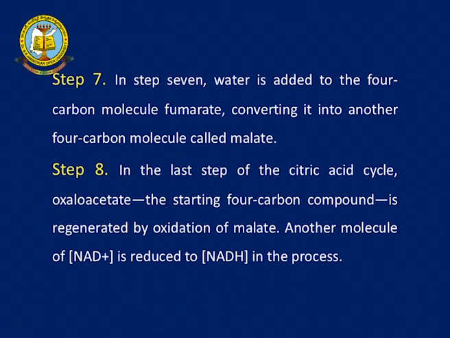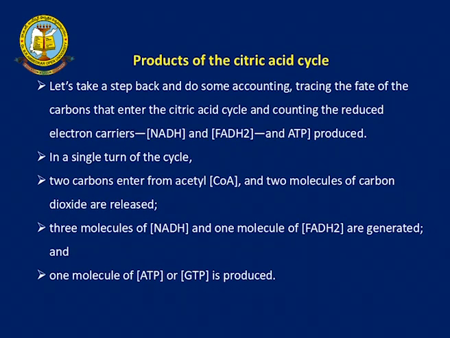In the 8th step, the last step of the citric acid cycle, oxaloacetate, the starting 4 carbon molecule, is regenerated by the oxidation of malate. Another molecule of NAD plus is reduced to NADH in the process. These are the products of the citric acid cycle.